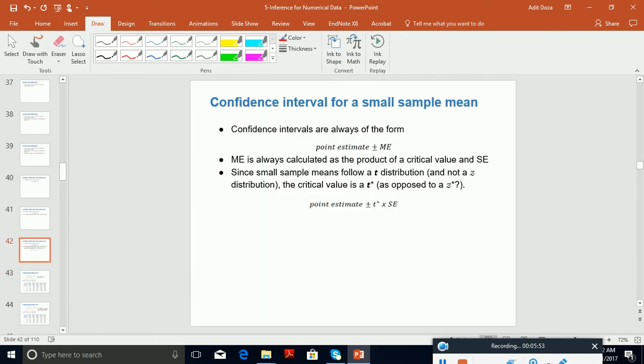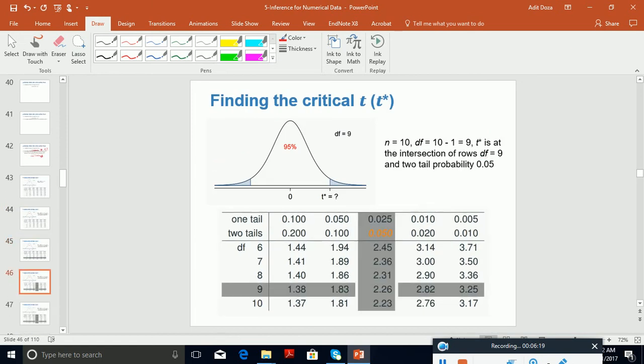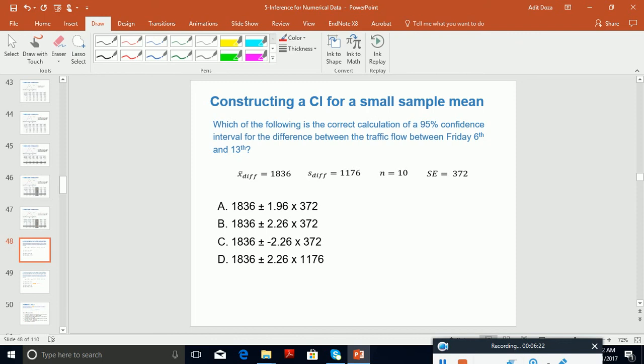We also need to know the confidence interval, so you have to use this type of formula, point estimate. It should be in your formula sheet, basically slide 42 of chapter 5. Make sure you have these things, like if I say find the confidence interval for a small sample mean. You have to know these things. Slide 48 has the worked example.